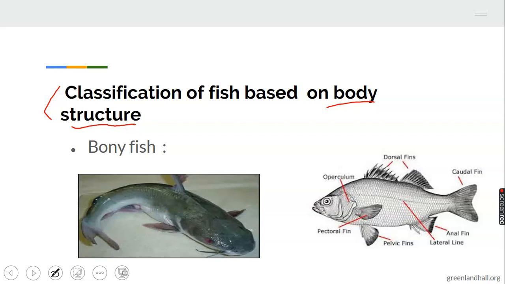The first one we have here is bony fish. This is a very good example of bony fish. Catfish is a very good example of bony fish. Bony fish is a fish that has bone or whose body frame is made up of bones. There are fishes that have their body frame made up of bones. E.g., we have catfish, tilapia, cod, mackerel, perch, eel, and so on. There are different examples of bony fish. Their body frames are made up of bones.